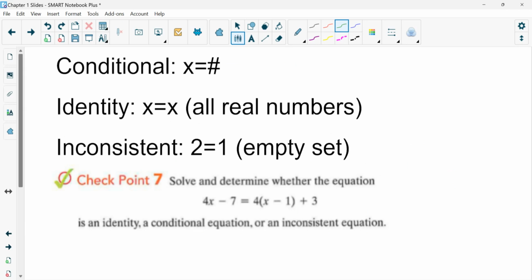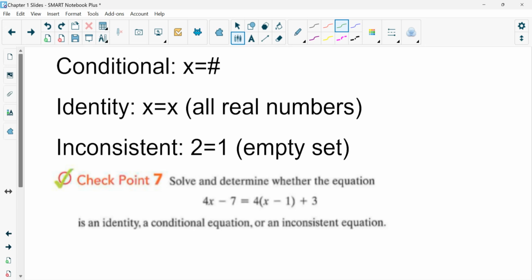All right, so let's look at this example. Again, here are 3 different types of equations. The directions say solve and determine whether the equation 4x minus 7 equals 4 times the quantity of x minus 1 plus 3 is identity, conditional, or inconsistent. So essentially all we're doing is we're solving that equation as normal, and then based off of what our answer looks like, we'd write conditional, identity, or inconsistent.